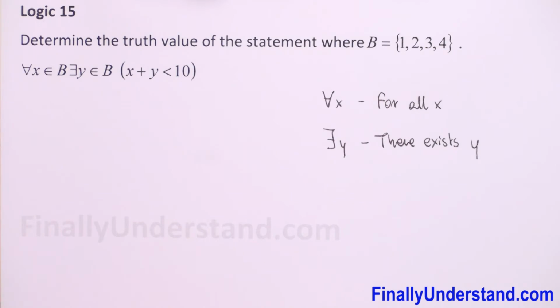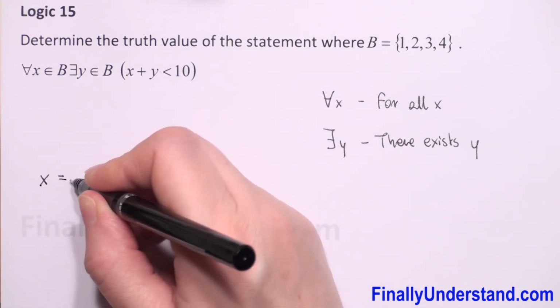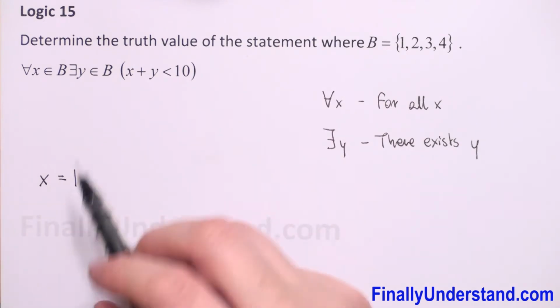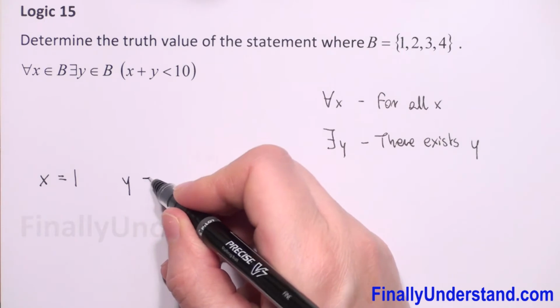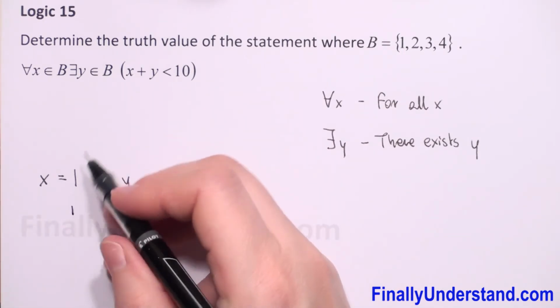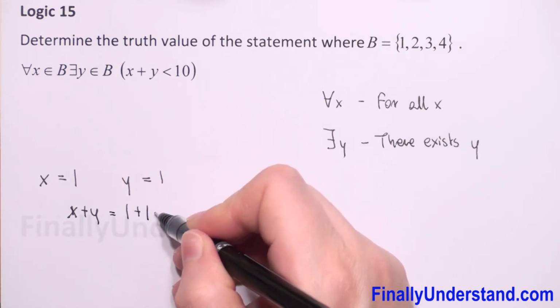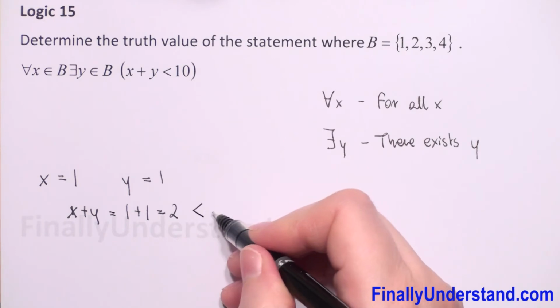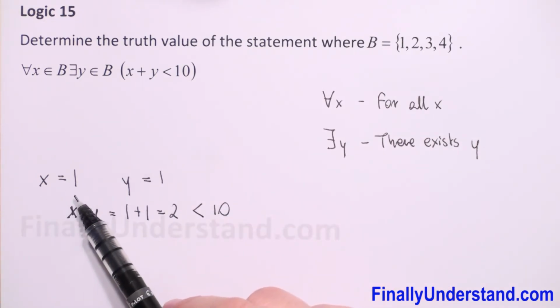Let's do this. For x equals 1, there exists y. So we can choose y equals 1. We will have, let me copy this, x plus y is equal to 1 plus 1, which is equal to 2, which is less than 10. So this inequality is true for x equals 1.